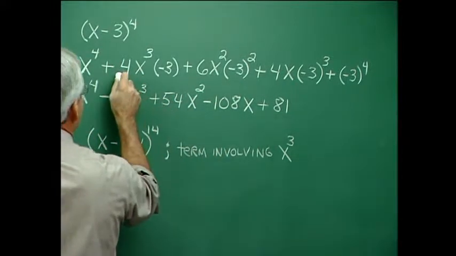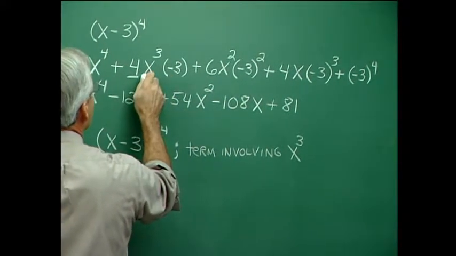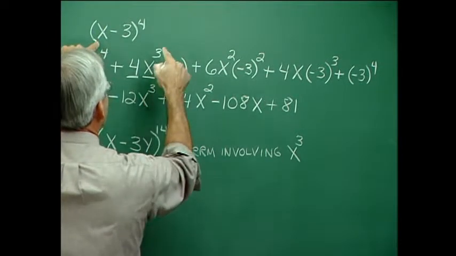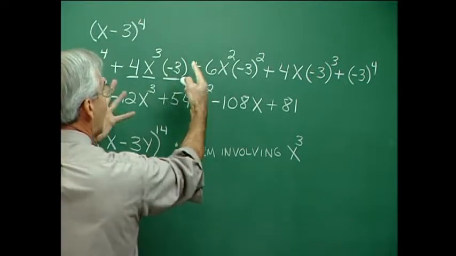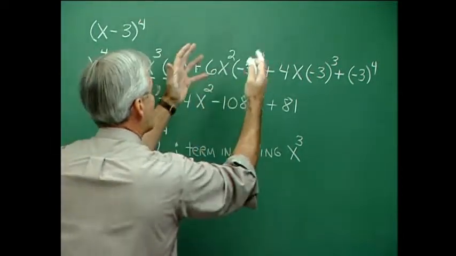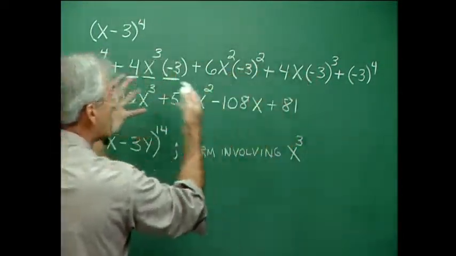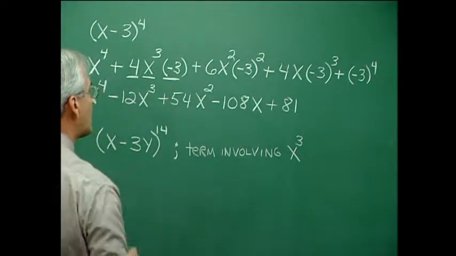You have a naturally occurring coefficient. You have the first part of the binomial raised to a certain exponent. You have the second part of the binomial raised to a certain exponent. And you just write down those components for every term. And then you come back and clean it up with the various operations.